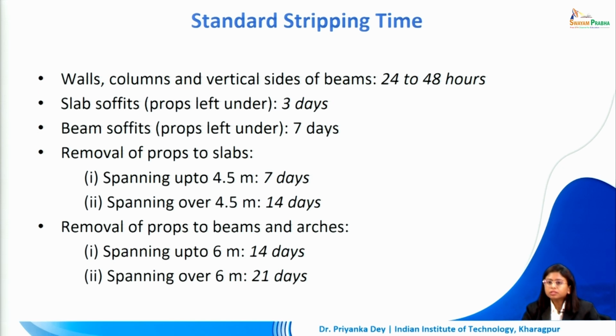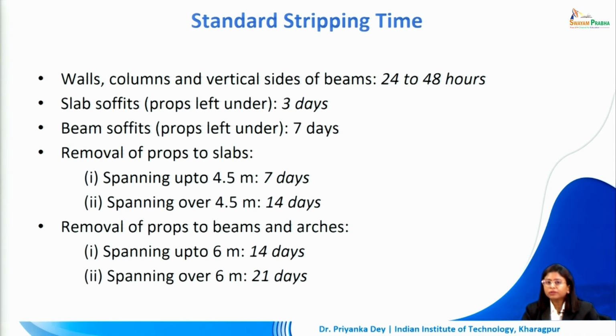We have already learnt what the term stripping means. It's the removal of the formwork after the drying of the concrete or formation of the shape that we wanted. So for different parts of the building that we have created using this formwork, the stripping time is different. For example, for walls, columns and vertical sides of beams, at least 24 to 48 hours have to be given before we can strip it.